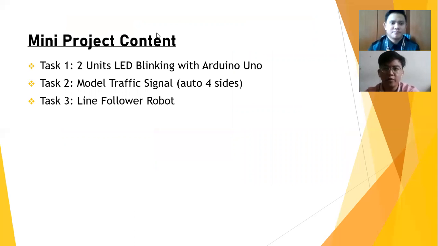Okay, for our mini project contents, there are three items. The first one, task one, is two unit LED blinking with Arduino Uno that we need to construct or build. For task two, we need to do a model traffic signal, which is four junctions or four sides. And the last one, task three, is the line follower robot.